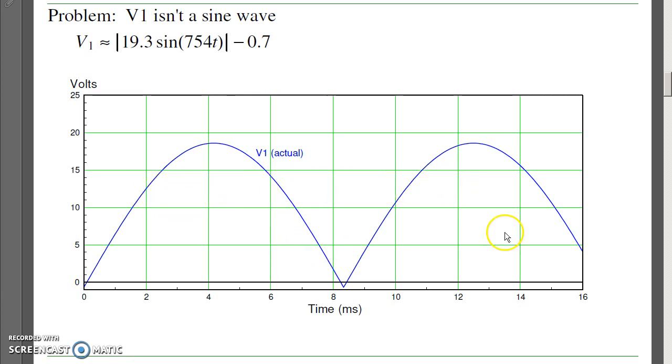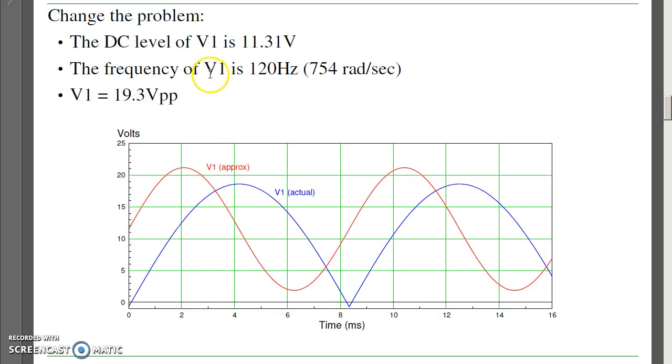It's also got a time-varying signal, that's your ripple. Keep the same frequency, this is 120 Hz for the ripple, and it has a peak-to-peak value of 19.3 volts. So let's come up with a new V1 that is a sine wave, has the same DC value, same frequency for the AC part, and same peak-to-peak voltage for the AC part. So what we'll do is pretend the red line is actually V1. It's actually got a DC term, same DC term as the blue V1, and an AC term. It's got the same frequency, same peak-to-peak voltage, so it's almost the same input. There's a slight difference in the phase shift, but for AC to DC converters, I don't really care about the phase shift, I just care about the ripple.